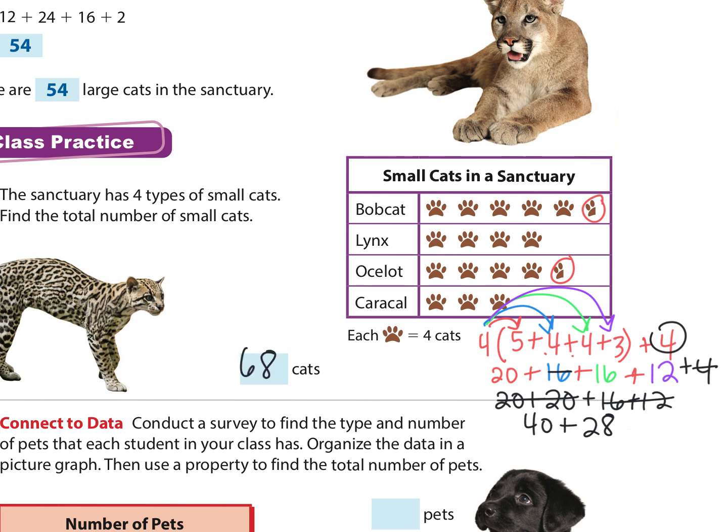Guys, this requires patience. Some of you like to rush and hurry through things. If you do, you're going to make a mistake. You've got to work thoroughly. You've got to be patient. You've got to take your time.